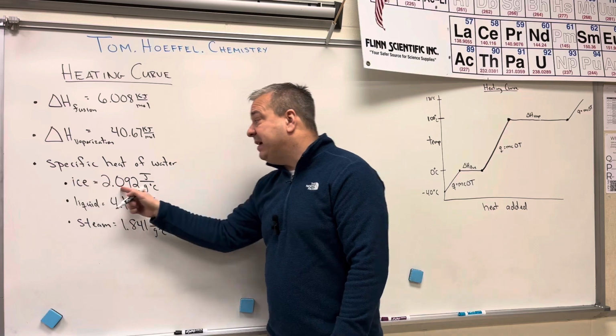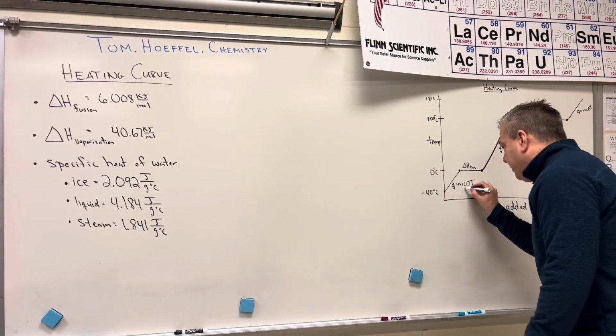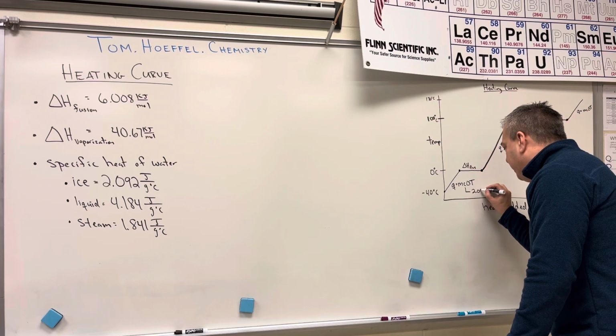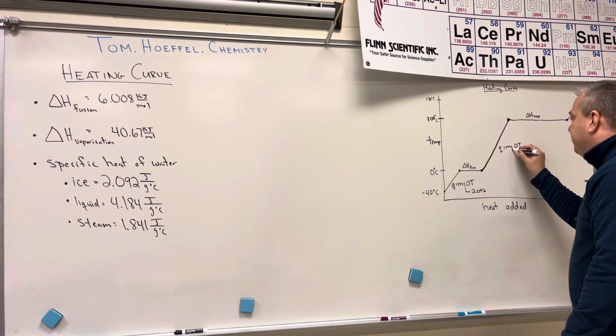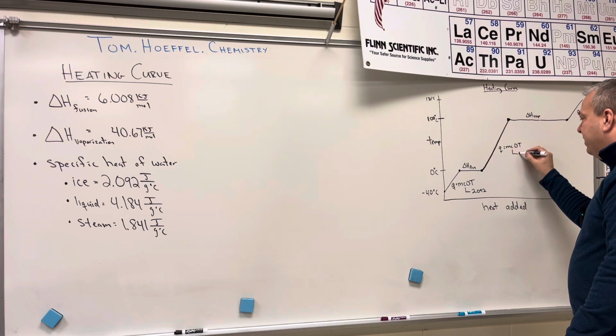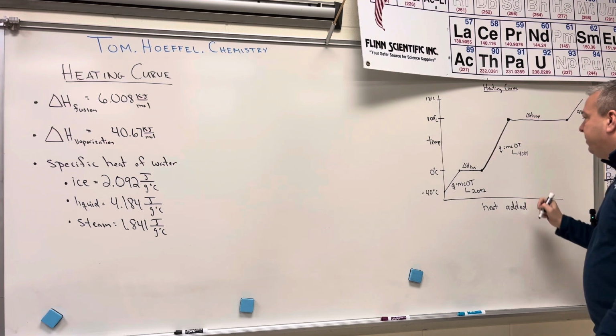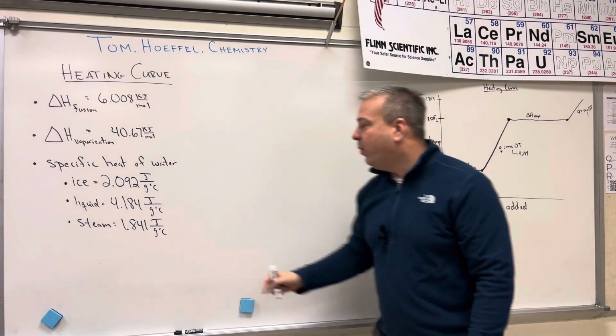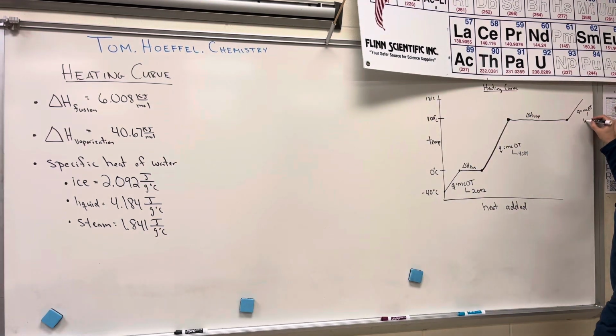So when it is ice down here, the C that I have to use is the 2.092 number. The specific heat here, when it's liquid water, is going to be the 4.184 number. And the C that I'm going to use here when it's steam is going to be the 1.841 number.